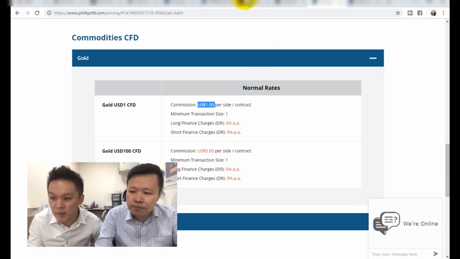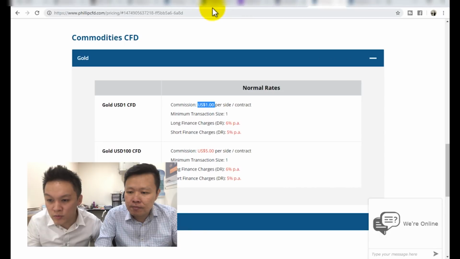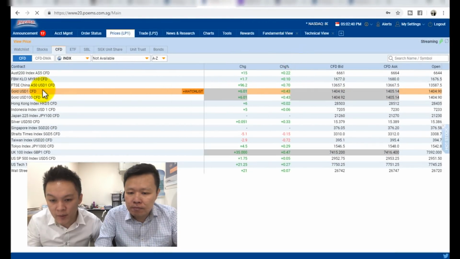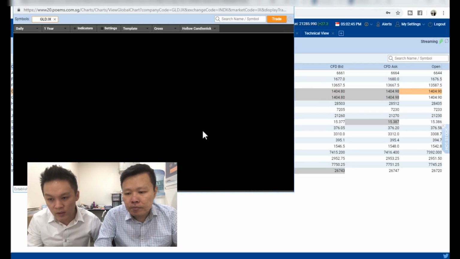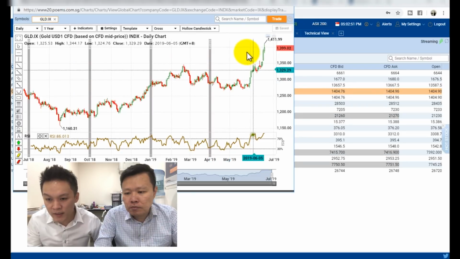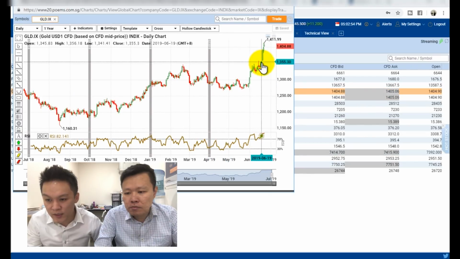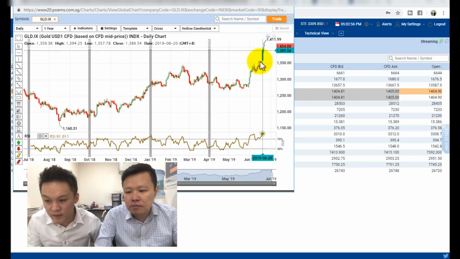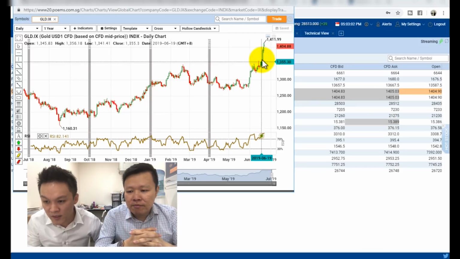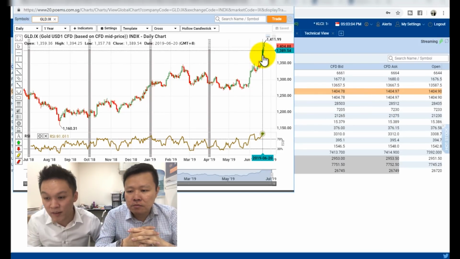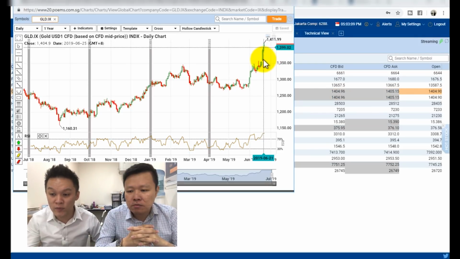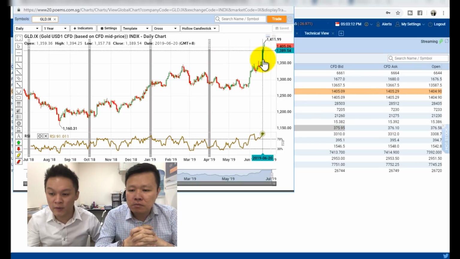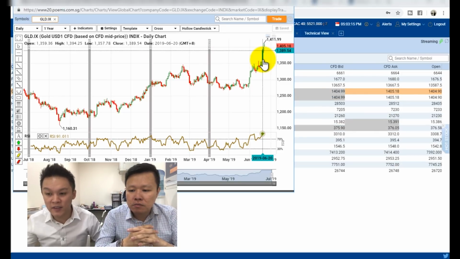Okay, so let us maybe go back to the Poems platform, and then we can see the chart live. We look at the chart of this gold. So, for example, over the past few days, this big move is somewhere from 1,350. It goes up to 1,389. So if you buy one contract and there's a big move like this, it moves up 39 points.